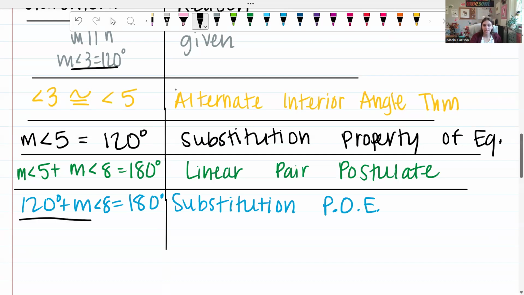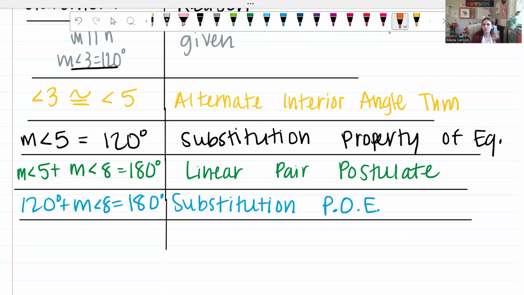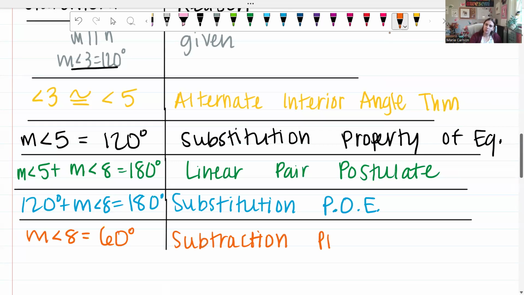Then I can solve, right? We can find the measure of angle 8. The way you can do this is you can subtract 120 from both sides and find that the measure of angle 8 then has to be 60 degrees. And that uses the subtraction property of equality, because we could subtract 120 from both sides to get that angle measure. That is our reasoning. All right.